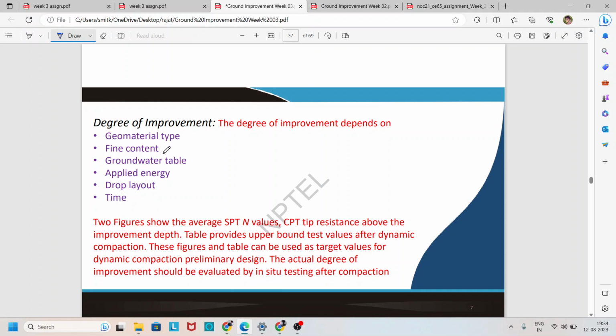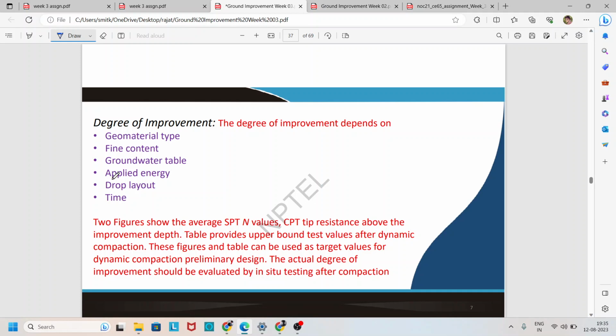Also, it is dependent on the groundwater table. That means if the groundwater table is very close to the ground surface, the method is not suitable, because excess pore pressure is developed, and due to the dissipation of excess pore pressure, this method is not quite suitable. And it also depends on the applied energy.